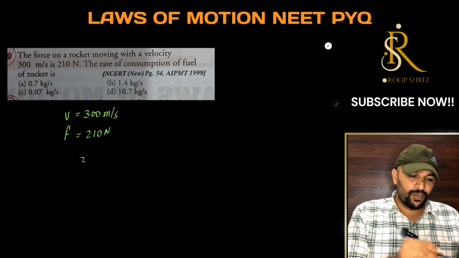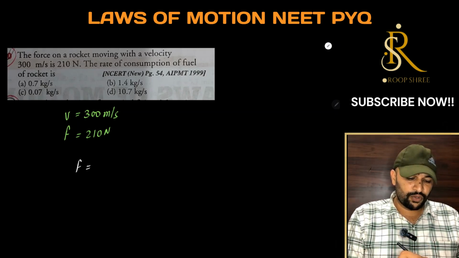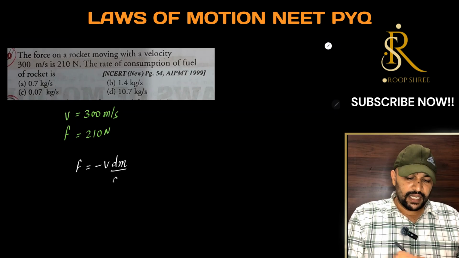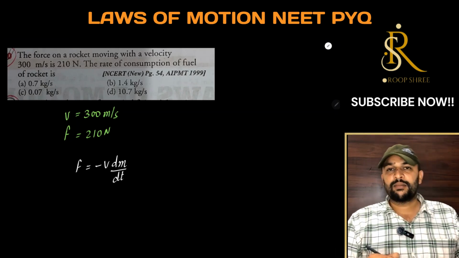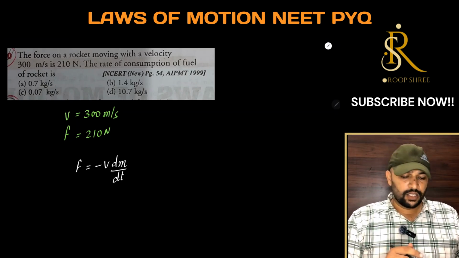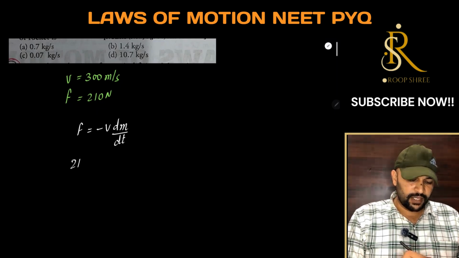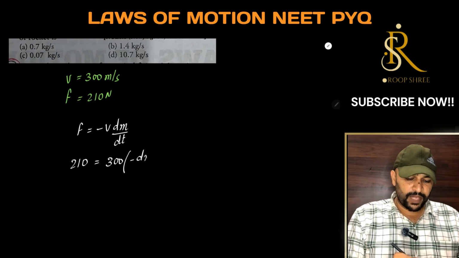Now we already know from Newton's second law, the force F equals to minus m dv by dt. But wait, here the mass is changing because the fuel is consumed, right? So minus v dm by dt. Negative sign is representing that the mass is decreasing with time, right? So force here is how much? 210. Velocity here is 300. And this will be minus dm by dt, how the fuel is consumed per second.